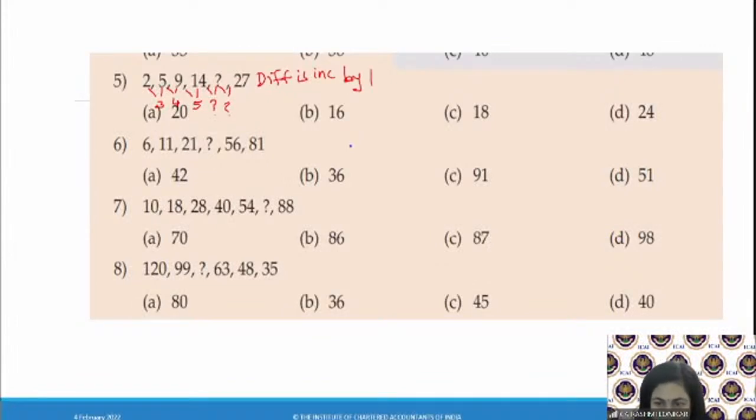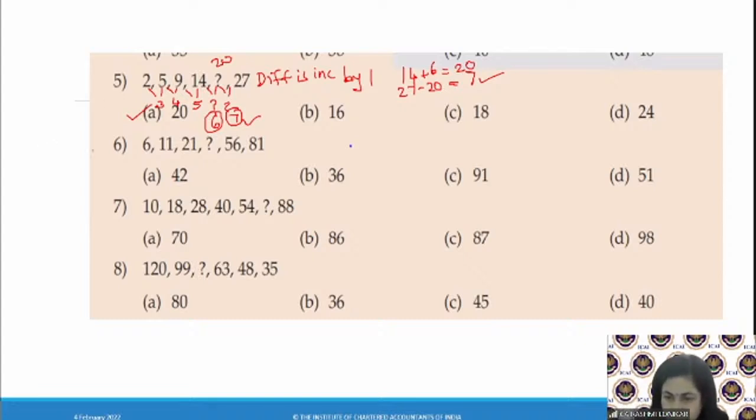So what should this difference be? This difference should be 6. And what should this difference be? This difference should be 7. So I will say 14 plus 6 is equal to 20. Okay. So I think the answer is 20. But let me verify whether 20 is correct. Because 27 minus 20 is 7. Isn't this the same difference? Right? So the answer should be 20 because difference is increasing by 1, 3, 4, 5. So next will be this. So answer is A. Correct?